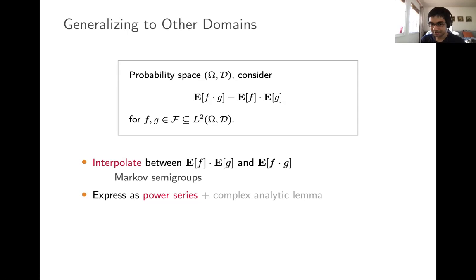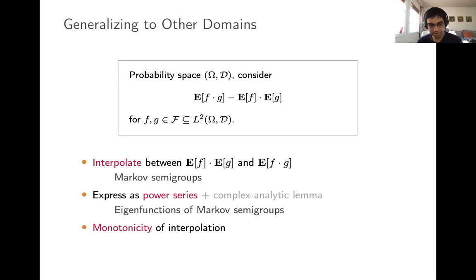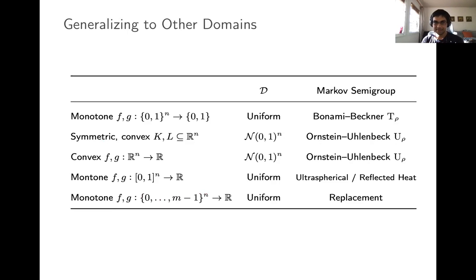We then expressed it as a power series using the Hermite basis. And more generally, we can express it as a power series using the eigenfunctions of an appropriately defined Markov semigroup. And finally, we use the monotonicity of this interpolation. And this is often available in the form of off-the-shelf results because, as was the case with the Gaussian correlation inequality, many qualitative correlation inequalities have been proved by proving the monotonicity of this interpolation. And so this lets us obtain Talagrand analogs over a bunch of different domains.